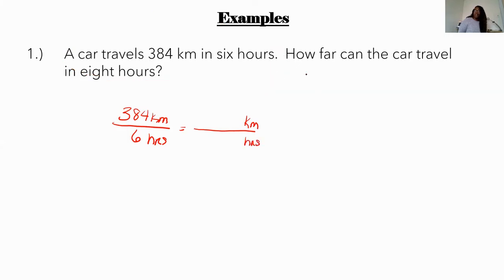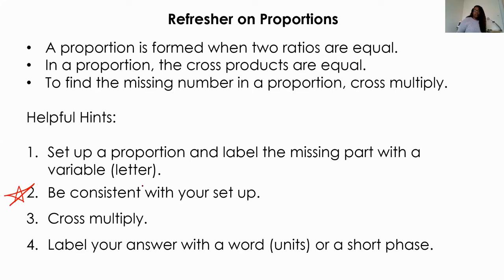Now, if we take a look at the question, what are we looking for? It's asking how far can the car travel? So that should be my kilometers, right? And then they're saying in 8 hours. So that 8 is going to be down here with my denominator. And guess what we're going to use up top for the numerator? We're going to use the letter x because we don't know what the kilometers are, and that's what we're looking for. If we don't know what something is, use a variable, okay? So if I may reflect back, that was number 1 for the helpful hints: set up a proportion and label the missing part with a variable, okay?